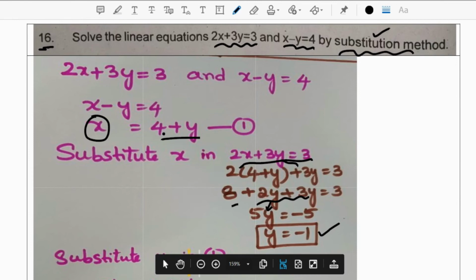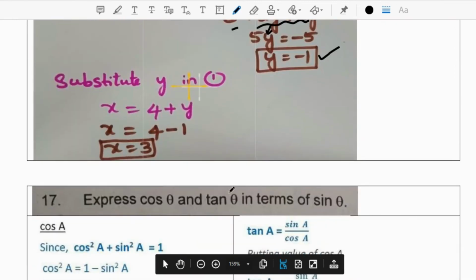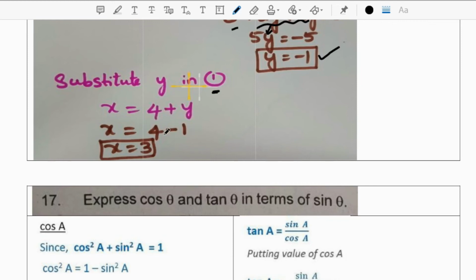Now we will substitute this y value, minus 1, in any one of the equations. I am replacing in the first equation: x is equal to 4 plus y, x is equal to 4 minus y, because the y value is minus 1. 4 minus 1 is 3.